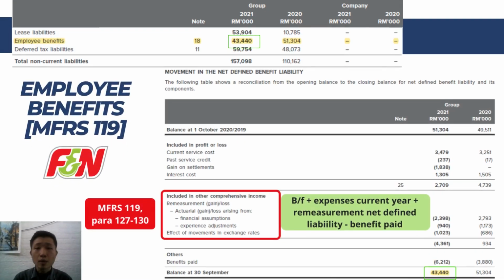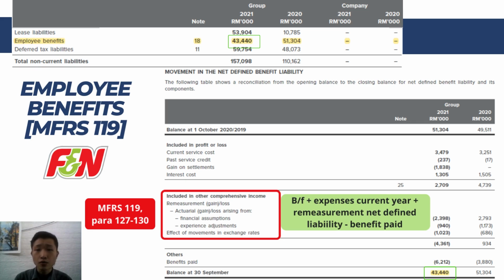Next, we are going to look at employee benefits under MFRS 119. Here is an example of how F&N Holdings Berhad discloses employee benefits in the financial position under the liability category. In Note 18, we can see the movement in the net defined benefit liability.